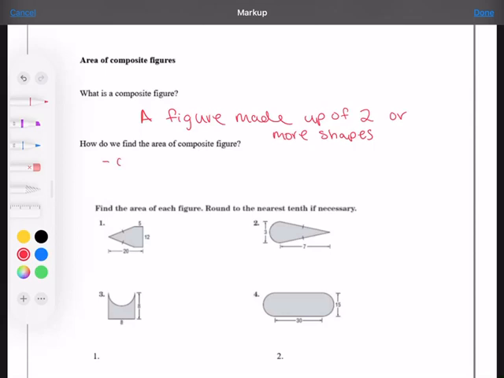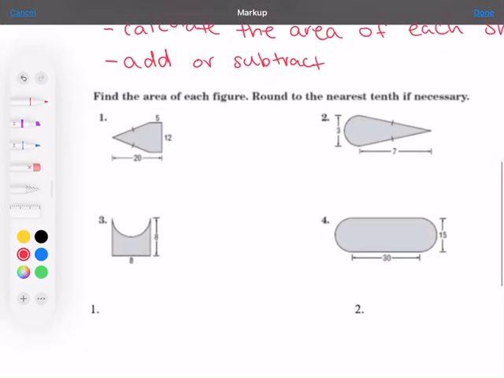We have to calculate the area of each shape and then we have to add or subtract one shape area from another, and that'll help us find the area of the shaded region, what we're looking for. Alright? So let's move forward and let's take a look at number 1.